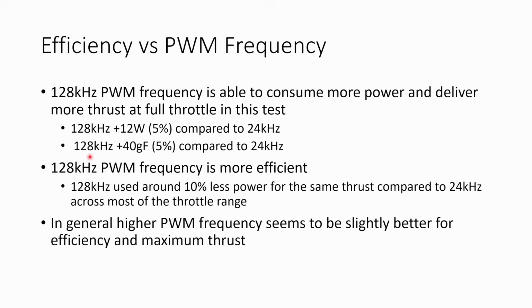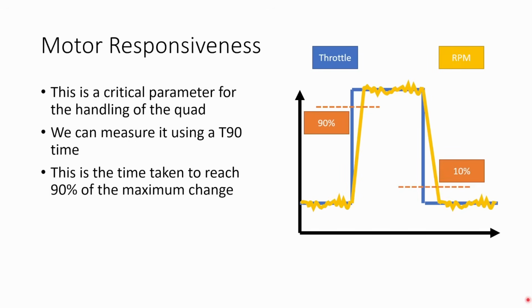128 kHz PWM frequency was also more efficient. In fact, it used around 10% less power for the same thrust compared to 24 kHz across most of the throttle range. The next thing I want to talk about is motor responsiveness.